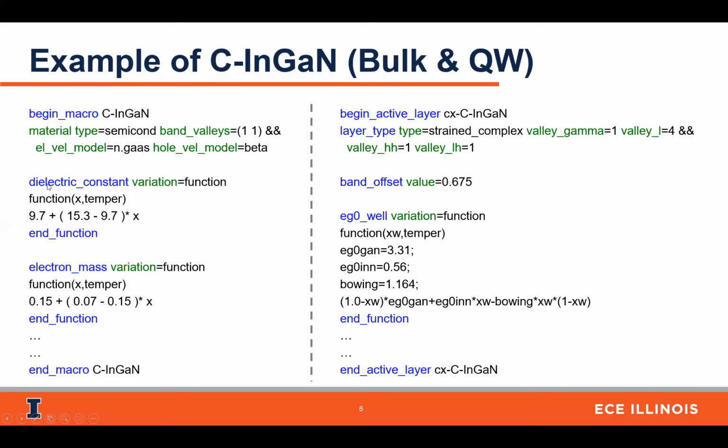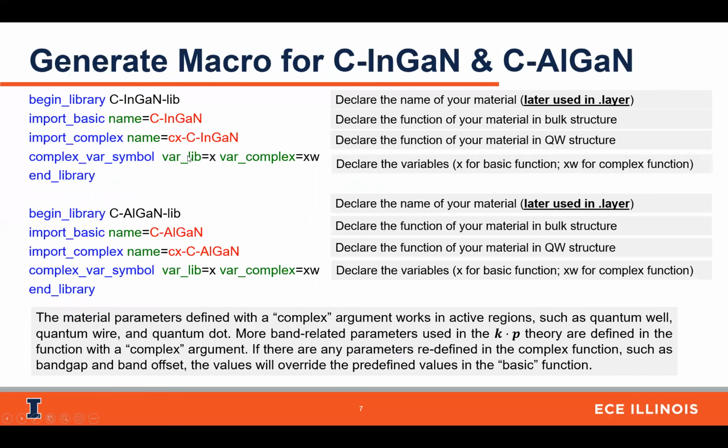Then you can see that I can define the dielectric constant with a variation. I said this dielectric constant is a function, and this function depends on two variables. One variable is x, and the other variable is temperature. But here I ignore the temperature variable and only consider the x term. Then you define your relationship. It's just a linear interpolation from 9.7 to 15.3, because 9.7 is the dielectric constant of cubic gallium nitride, and 15.3 is the dielectric constant of cubic indium nitride. So this x is the x you defined here.